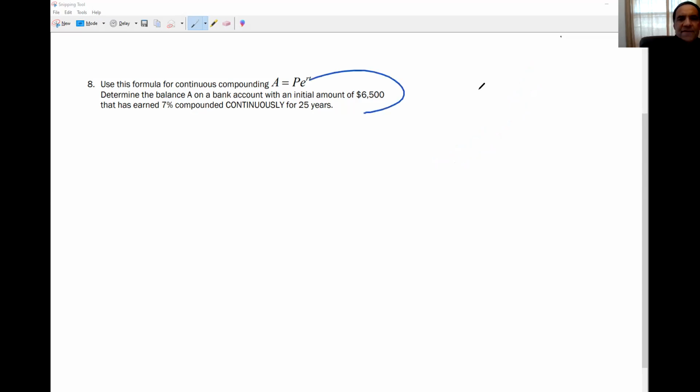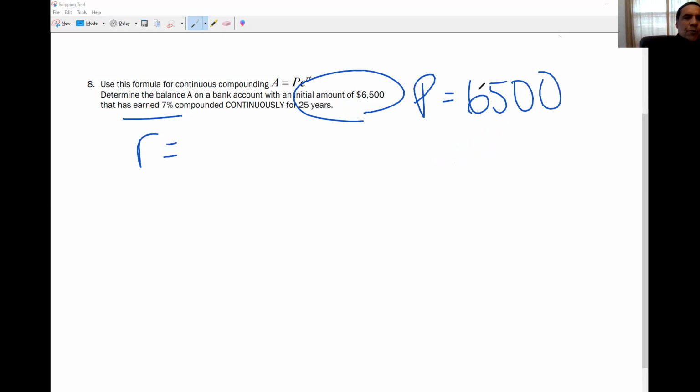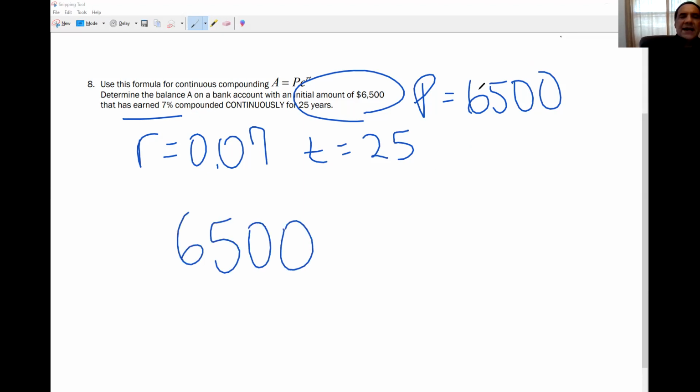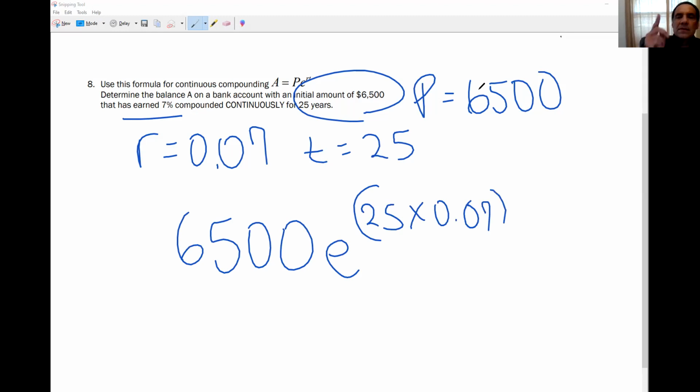once again, you have an initial amount, which is 6,500. And once again, you have a rate of 0.07. And once again, I cannot emphasize enough, you have to put it as a decimal, or you're going to get a big wrong answer. The time is 25 years. So the math problem is going to be 6,500 times the exponential raised to 25 times 0.07. And that's how I'm going to go ahead and write it here.